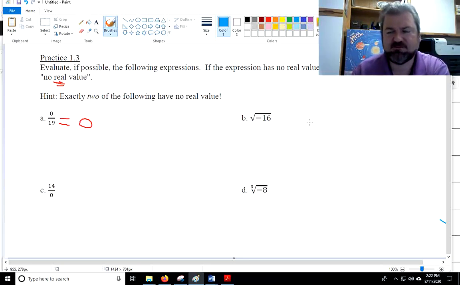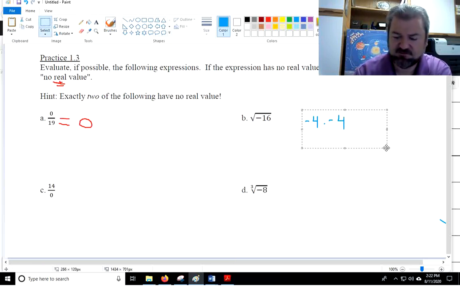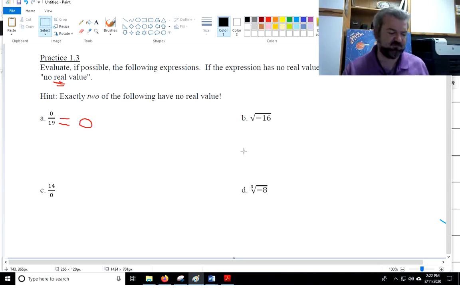Well, at first thought, you might think -4. But what is -4 times -4? Well, that's a positive 16, so that doesn't work, does it? And certainly, positive 4 squared is 16. So there's no real number that when you multiply it by itself gives you a negative number.